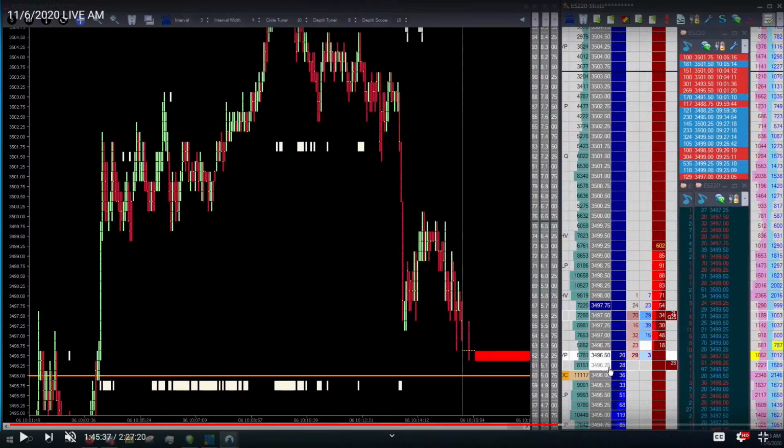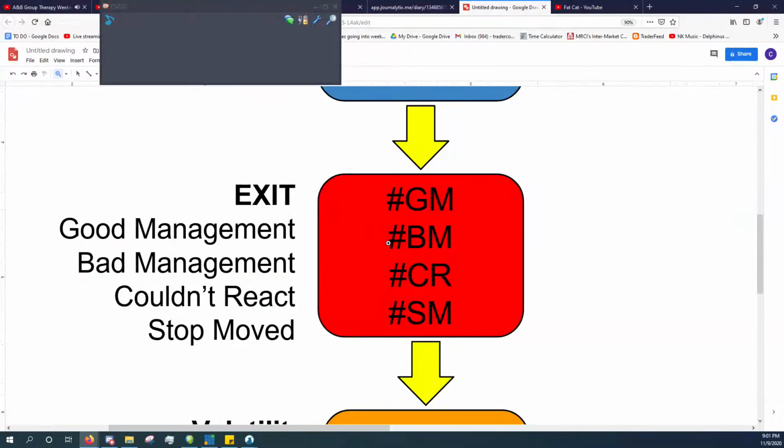So let's go ahead and look at the hashtag pairing. So it wasn't good management. That would be the most ideal one in this specific case. Couldn't react means it just blew against me and I couldn't do anything against it, because sometimes that happens. Or, I had plenty of time to react to this, or did I move my stop and it just kept running? That's obviously the worst thing to have, is stop moved.